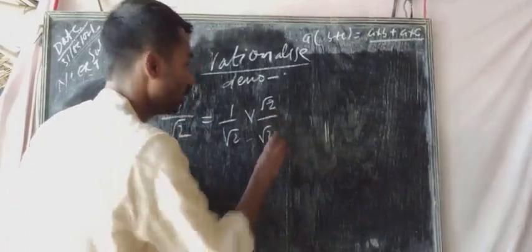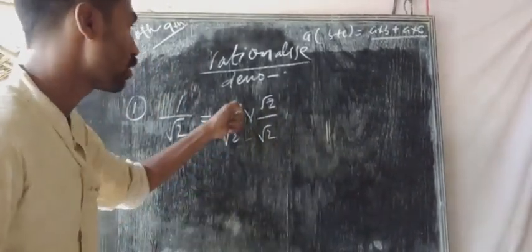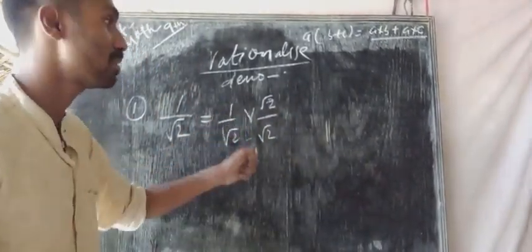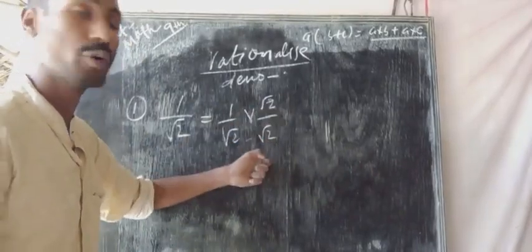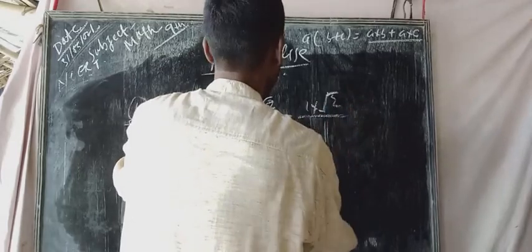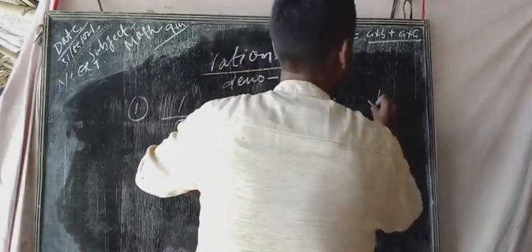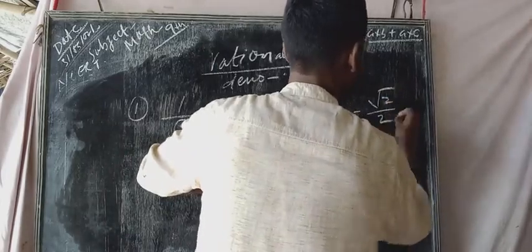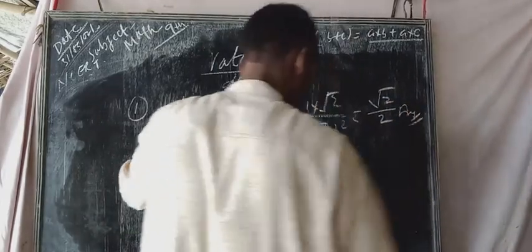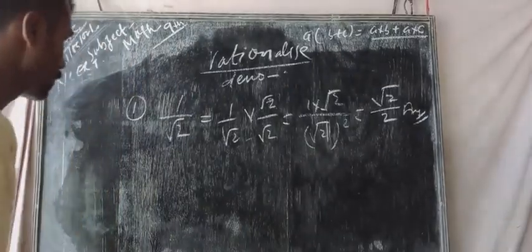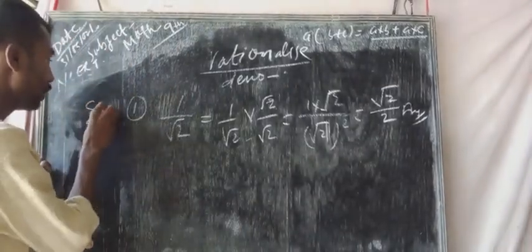equal number से multiply कर देना. That means इसका numerator और denominator को दोनों equal number से multiply करेंगे हम लोग, that means root 2. That means 1 into root 2 by root 2 into root 2, that means root 2 का whole square. It will be equal to root 2 by 2 is the answer, simply.